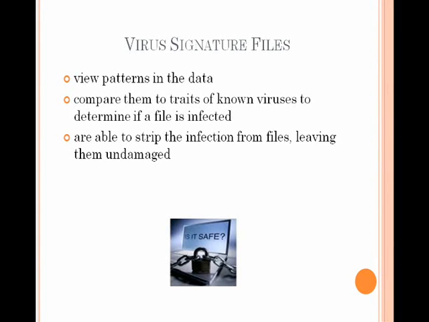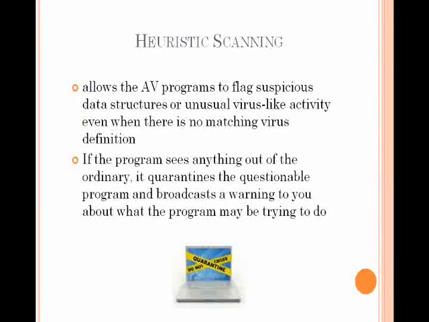When repairs aren't possible, antivirus programs will quarantine the file to prevent accidental infection, or they can be set up to delete the file immediately. In the case of new viruses for which no antidote has been created, some engines also use heuristic scanning. This allows the antivirus programs to flag suspicious data structures or unusual virus-like activity, even when there is no matching virus definition. If the program sees anything out of the ordinary, it quarantines the questionable program and broadcasts a warning to you about what the program may be trying to do, such as modify your Windows registry.